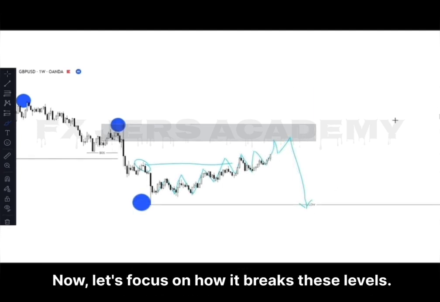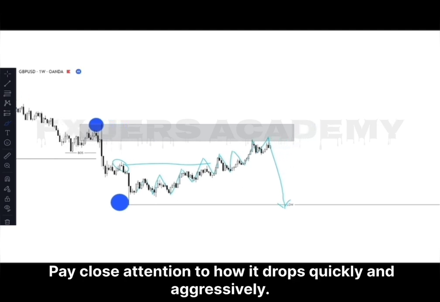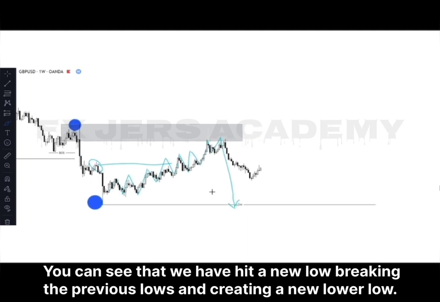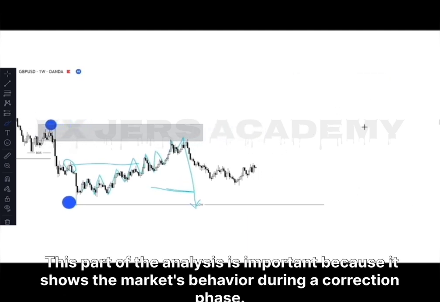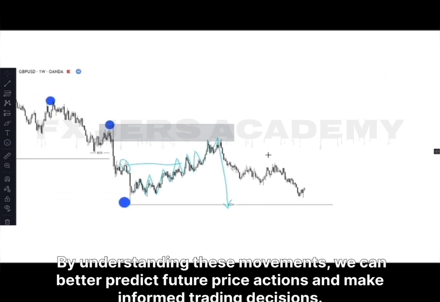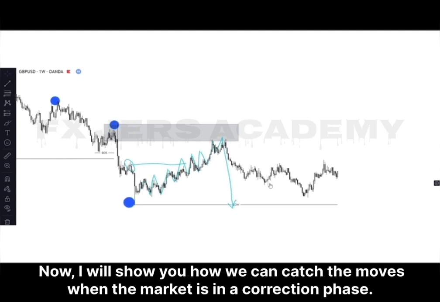Now, let's focus on how it breaks these levels. Pay close attention to how it drops quickly and aggressively. You can see that we have hit a new low, breaking the previous lows and creating a new lower low. This part of the analysis is important because it shows the market's behavior during a correction phase. By understanding these movements, we can better predict future price actions and make informed trading decisions.